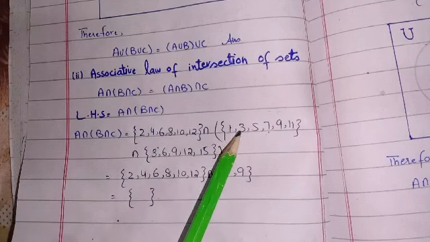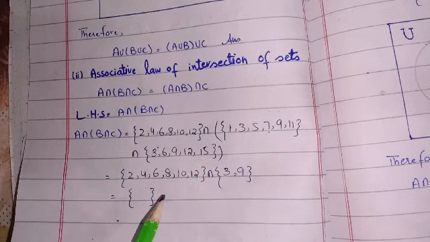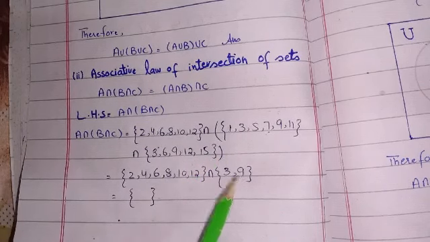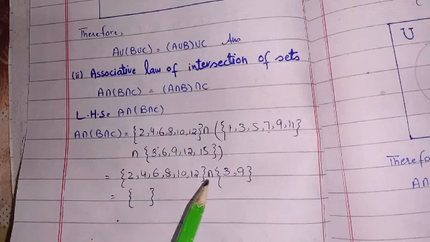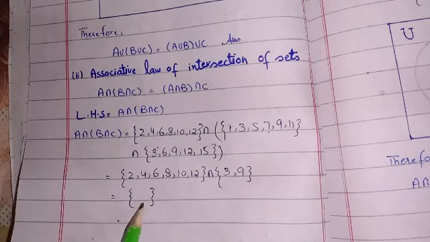of B intersection C. Now students, look, in set A and in the resultant set we do not have any common element, so our answer is the empty set. Let's move towards its Venn diagram.